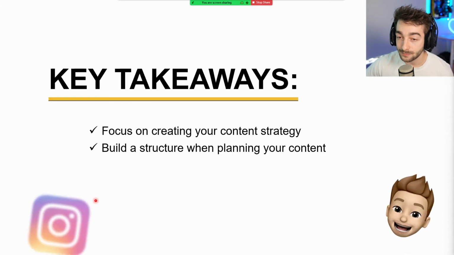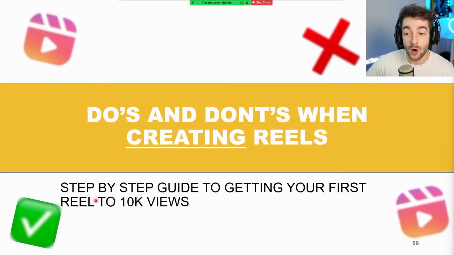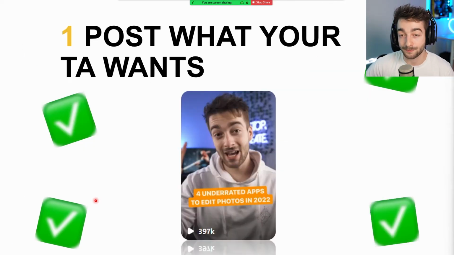Remember that. So the key takeaways to this is focus on creating your content strategy and then build a structure when planning your content. So what are the main do's and don'ts when it comes to creating your Instagram Reels? So this is going to be a step-by-step guide to getting your first reel to 10,000 views. I know a lot of you haven't even gotten 10,000 views, and that's no problem whatsoever. Don't feel bad if your views aren't going higher, if they're just static at 100 views or whatever, because this is going to help you out.